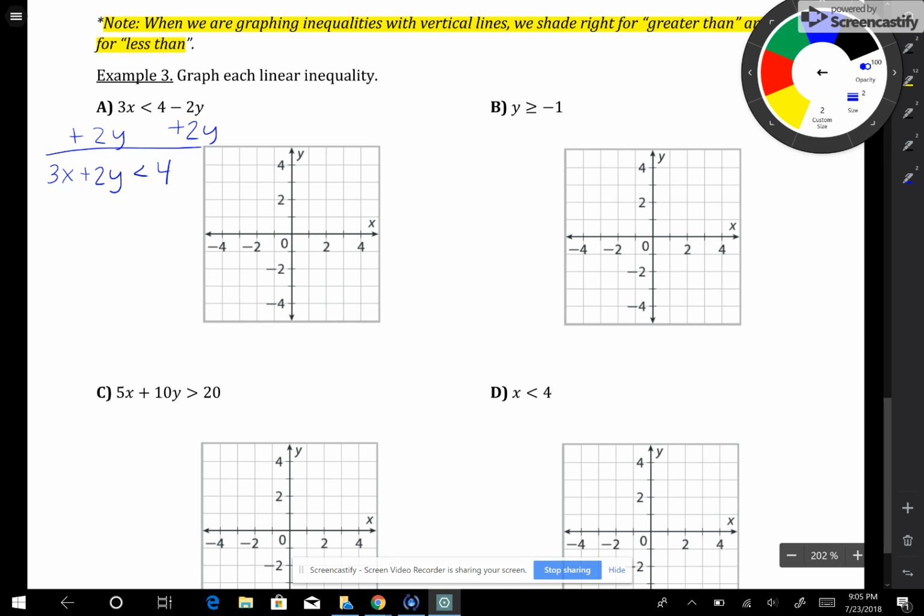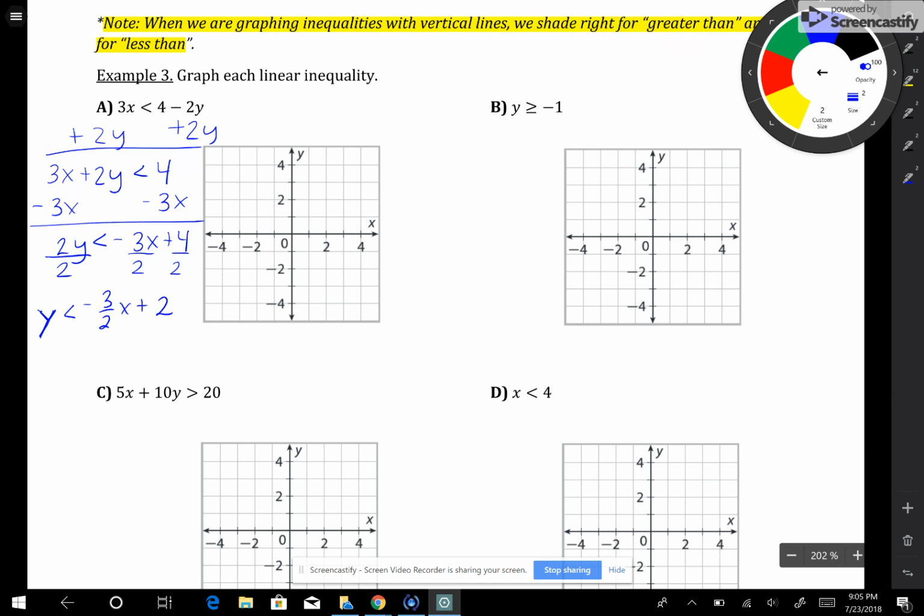Okay. Now I want to solve for y. I'm going to get rid of this 3x, subtract 3x on both sides. So now I have 2y is less than negative 3x plus 4. And finally, divide every term by 2. So y is less than negative 3 halves x plus 2. And now we have our inequality in slope-intercept form.